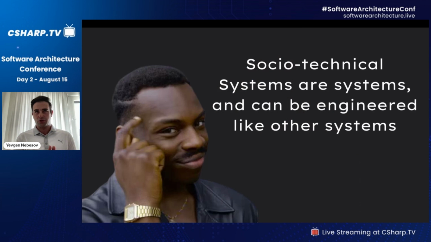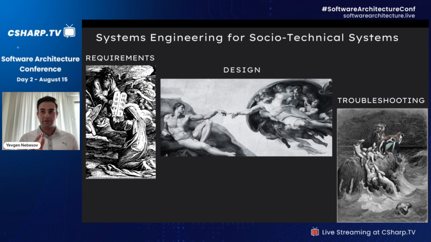Basically, socio-technical systems like software projects, where we have social structures like people and teams, and technical structures like the software we produce, are very complex. But at the end, they are systems, and we can approach them like any other systems. For example, like for any other systems, we have different phases or different aspects of systems engineering. We have requirements engineering. You see this here on the left picture, the biblical God giving Moses the 10 commandments as a requirements documentation or specification.